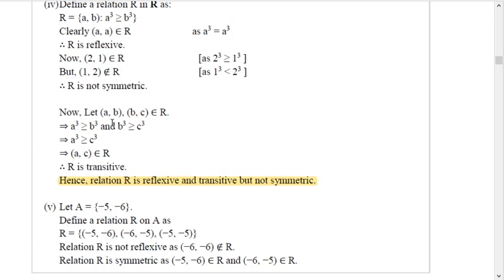Next, (A, B): A cube is greater than or equal to B cube, and B cube is greater than or equal to C cube. You see here A cube is always greater than or equal to C cube. So (A, C) also belongs to R, hence R is transitive. Hence the relation R is reflexive, transitive but not symmetric.